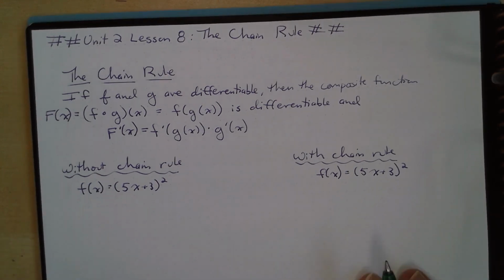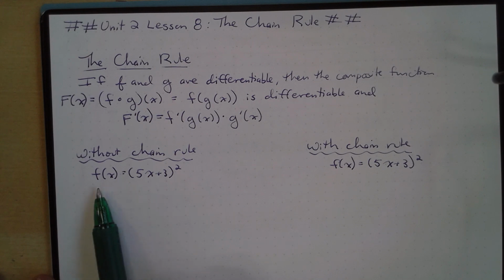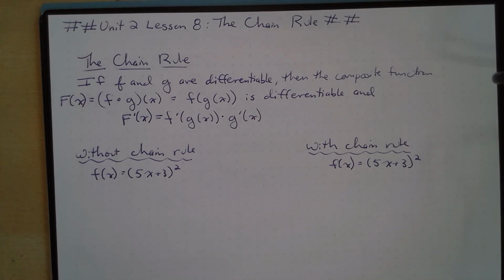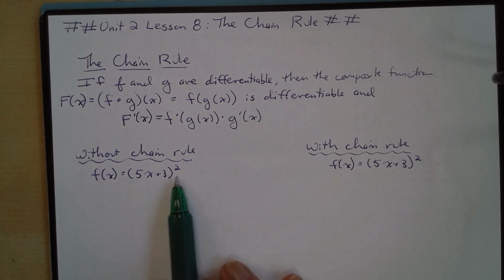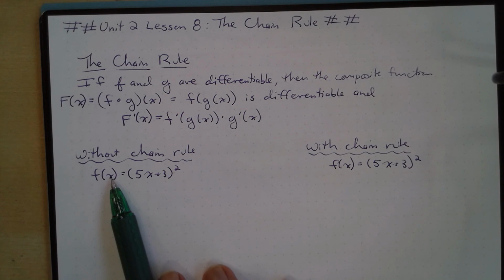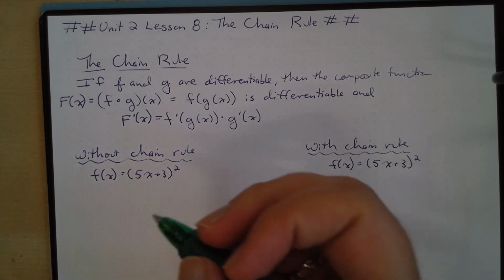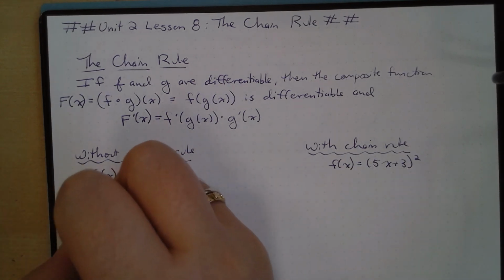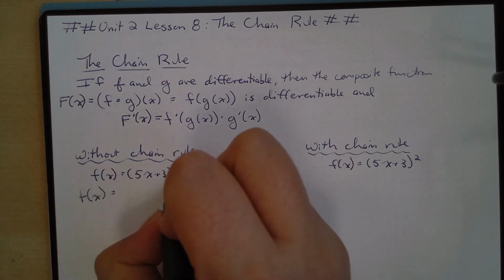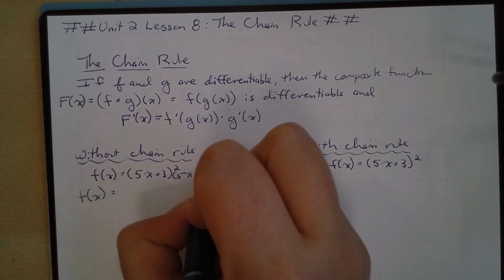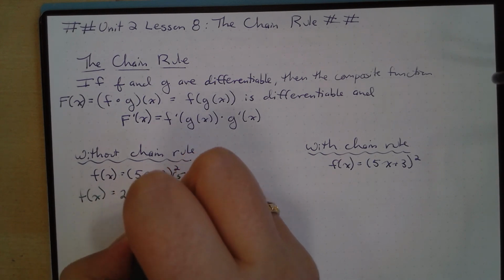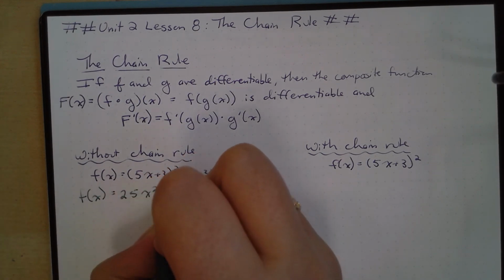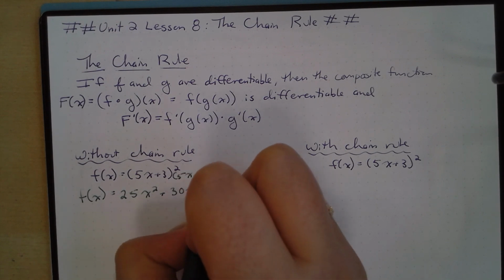So let's look here. If we wanted to calculate this, I just want to show you how simple the chain rule is and why it's kind of essential. If we have f of x is equal to (5x + 3) squared, we can solve it with the chain rule and without the chain rule. Without it, first I need to expand this. So I'm going to have 25x squared plus 30x plus 9.